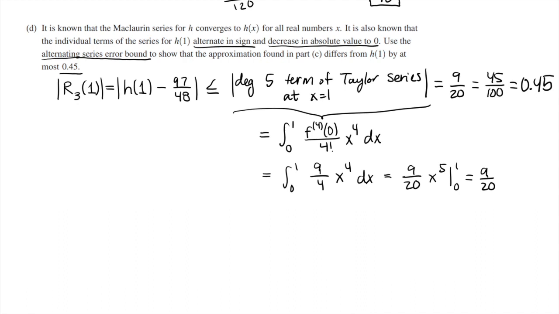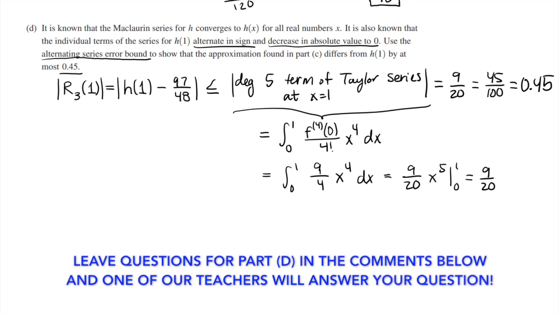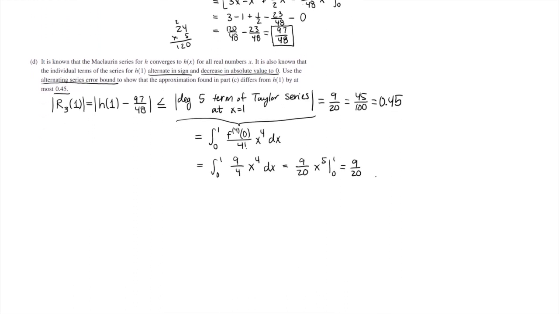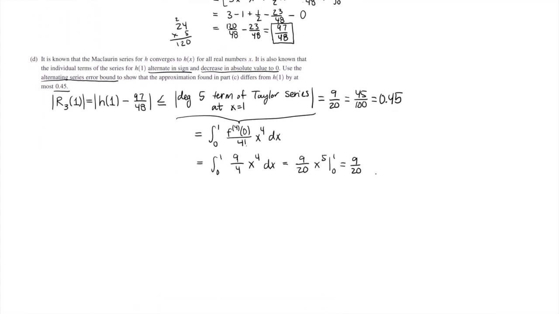And that's how you use the alternating series error bound to show that your error, the difference between your actual function and your approximation, is at most some number. In the alternating series case, it's at most the absolute value of the next term that you left out at your given point that you plugged in, which in our case was 1. All right, there you go. That is how to solve this number 6 FRQ on the BC test.